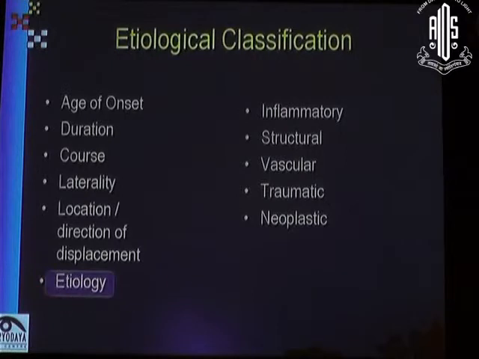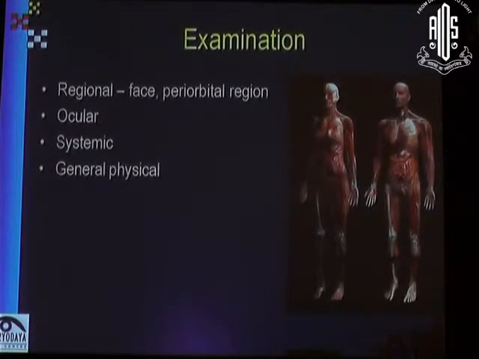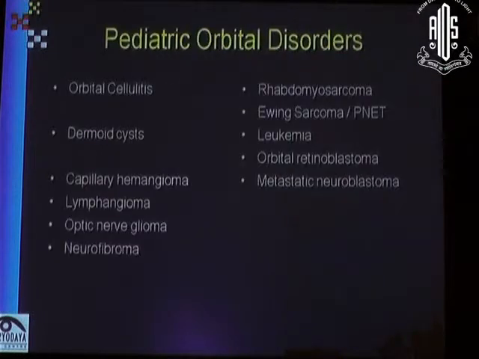So for the etiological diagnosis, you try to slot your patient accordingly. Is it an inflammatory condition? Is it a structural problem? Is it a vascular disease? Is it traumatic or is it neoplastic? If it's neoplastic, is it benign or malignant? And you do a very thorough examination that would include regional examination of the face and periorbital region, comprehensive ocular examination, systemic examination, as well as several physical examinations regarding pulse, BP, etc.